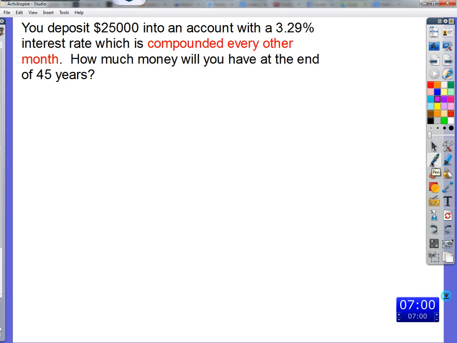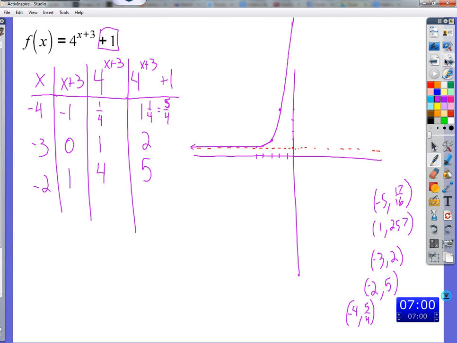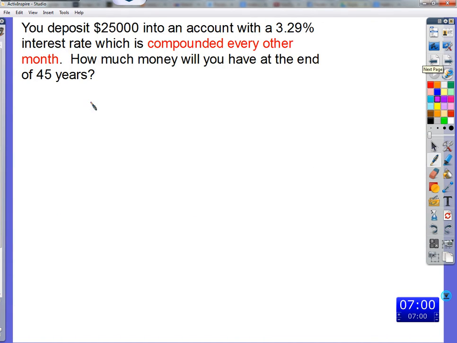Okay. But now, if it's not compounded continuously, you're having a little bit of trouble here. So if it's compounded anything other than continuously or annually, once a year, if it's compounded multiple times per year but not continuously, then what formula do we use? I use this one right here. Yes. Because now I'm going to explain this again. A equals P times (1 plus r over n) to the nt.